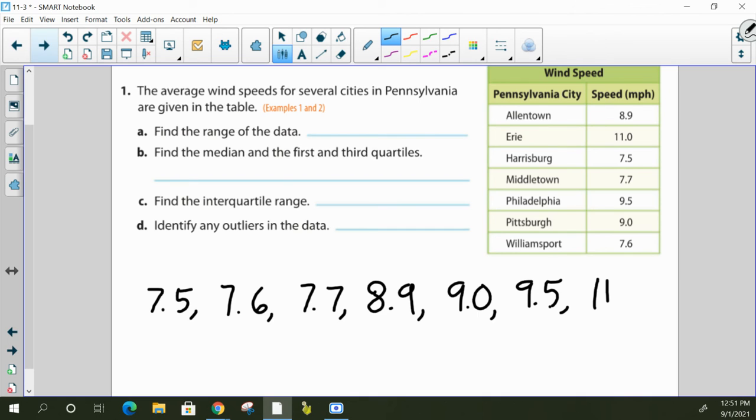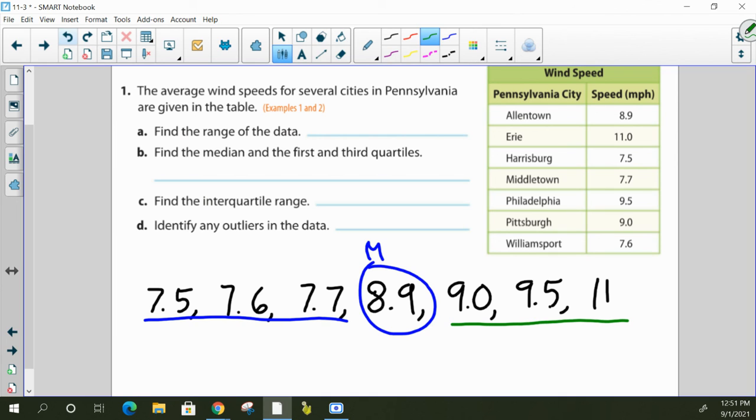Find the median. If you crossed out your outside numbers and moved your way to the inside, you'd end up with 8.9. Please make sure you said 8.9 and not 89. 89 is a completely different number. 8.9 is your median, which means we have 3 numbers below and 3 numbers above the median.